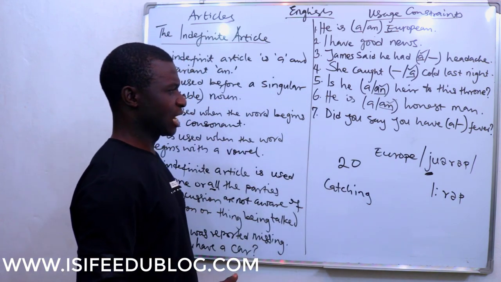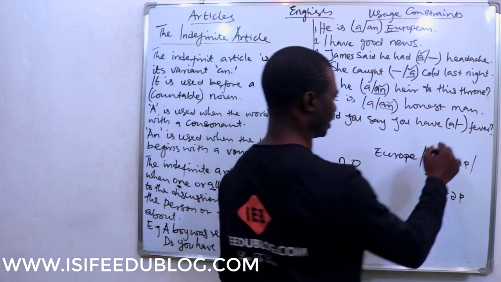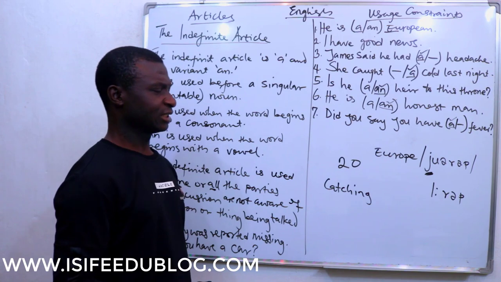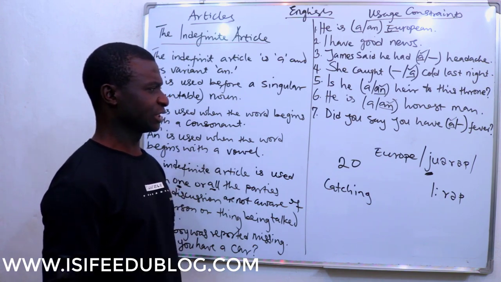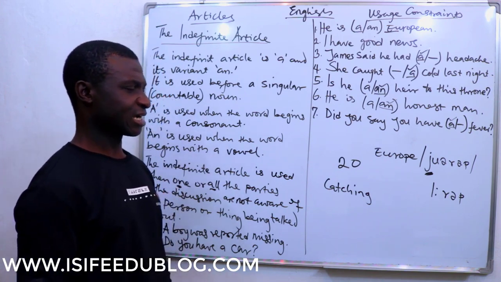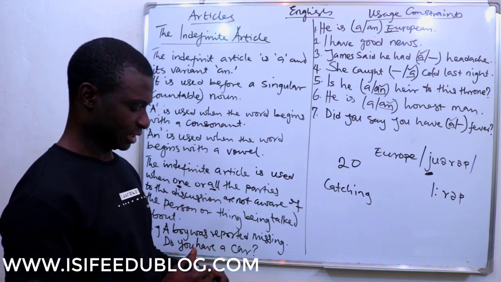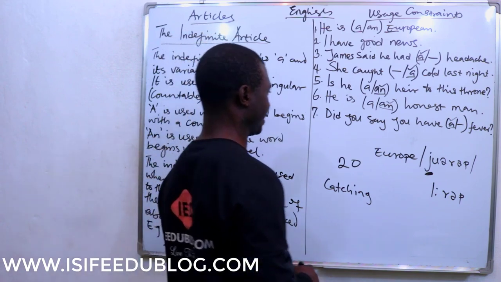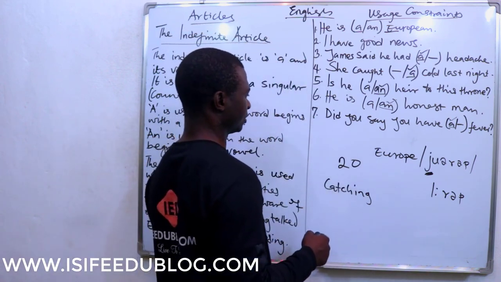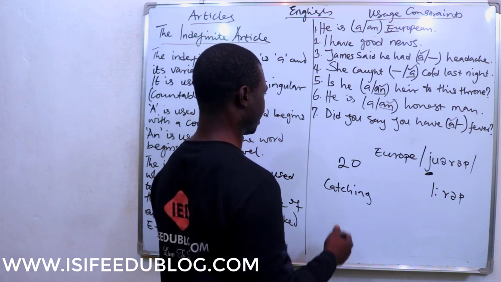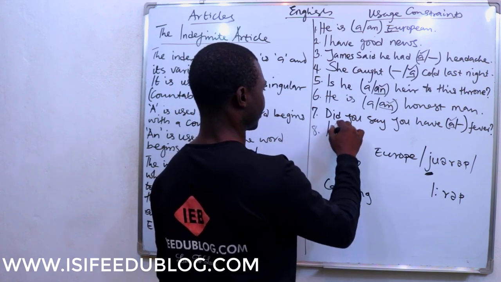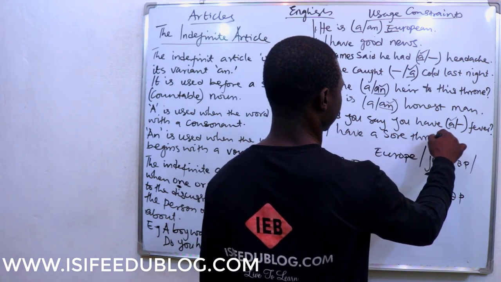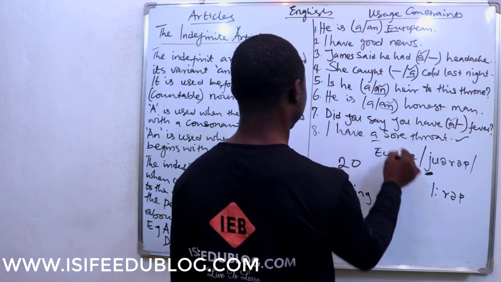Did you say you have a fever? A is required. Don't leave it vacant. Don't say, did you say you have fever? Fever is count, and so takes a in the singular form. Other elements that take a is sore throat. I have a sore throat. It's correct.